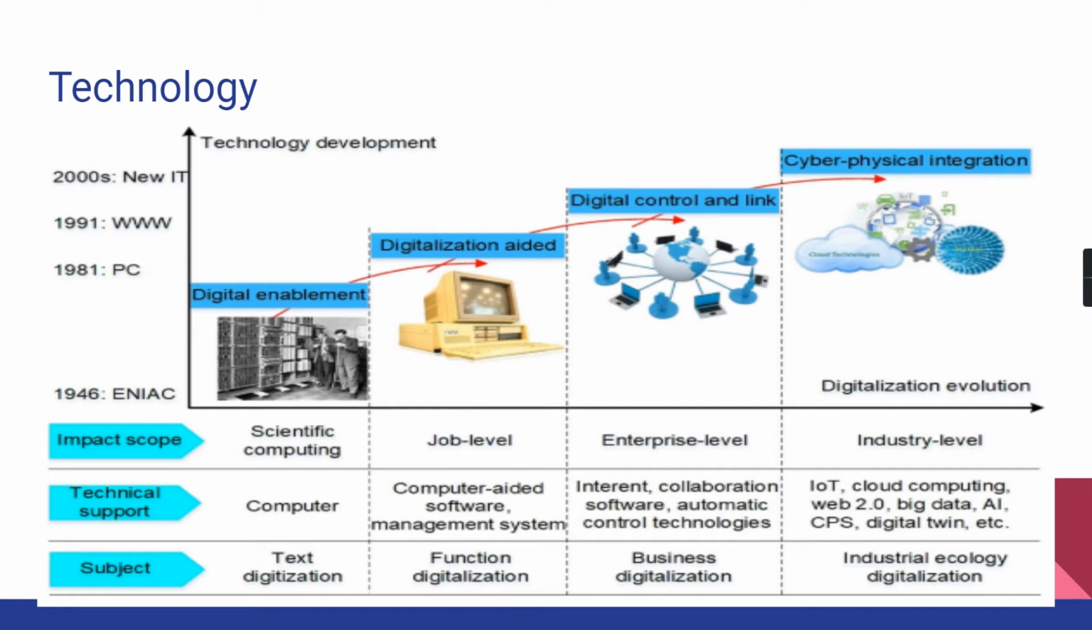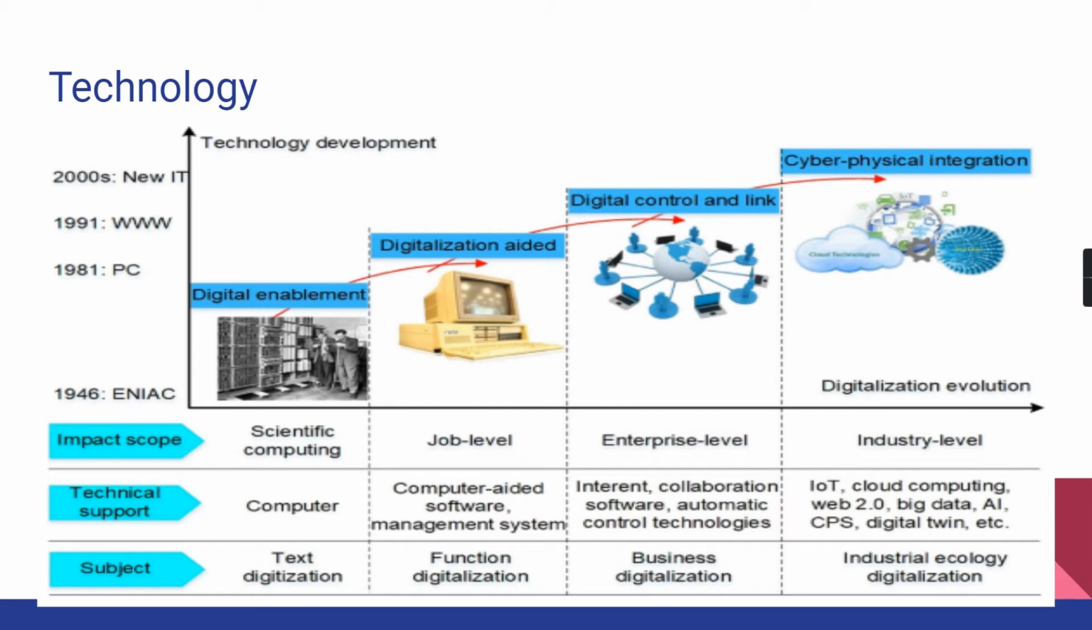Over the years, there have been many different digitalizations of certain elements. Early on, with the development of the ENIAC and the first computers, it was really just text digitalization, and this didn't really have any application outside of just scientific computing. Further into the 90s with the personal computer, we have function digitalization, which allows for more job level help and individual workers using computers to do tasks, or even managers with management software.